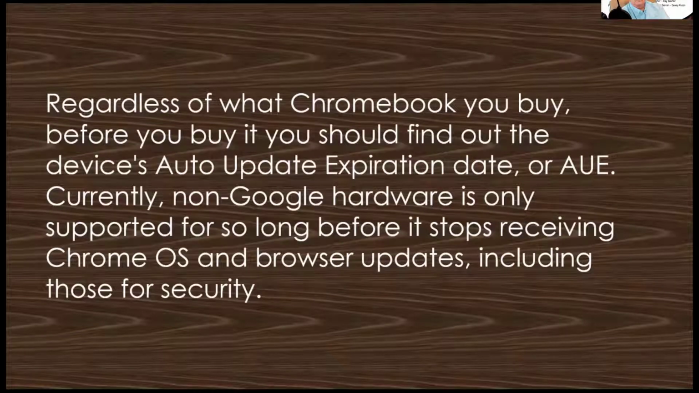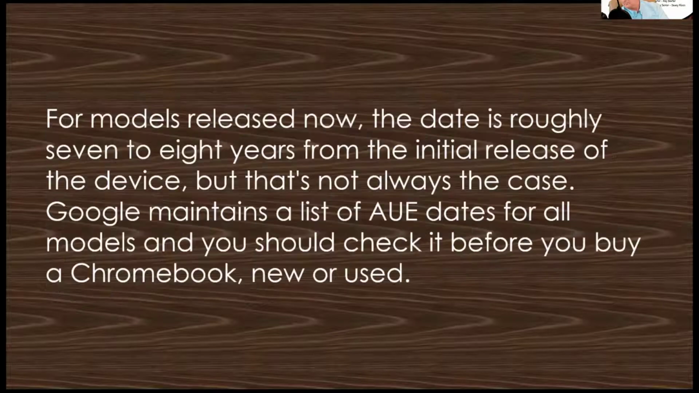Regardless of what Chromebook you buy, before you buy it, you should find the device's Auto Update Expiration Date, or AUE. Currently, non-Google hardware is only supported for so long before it stops receiving Chrome OS and browser updates, including those for security. For models released now, the date is roughly 7 to 8 years from the initial release of the device. But that's not always the case.